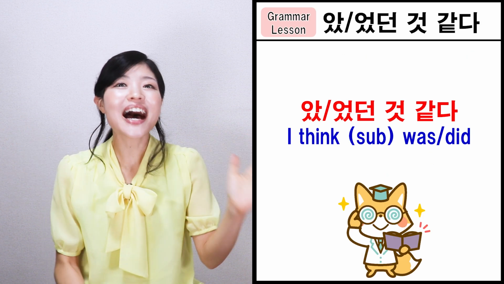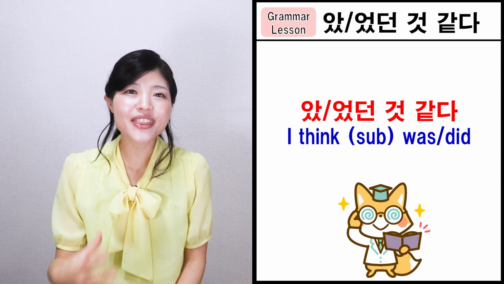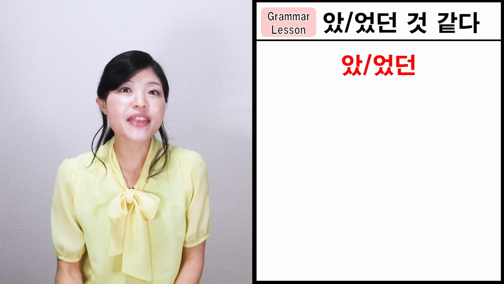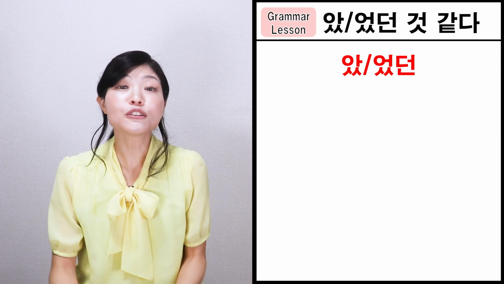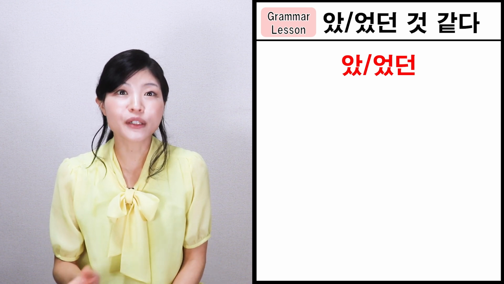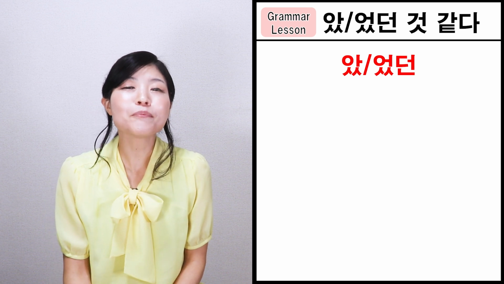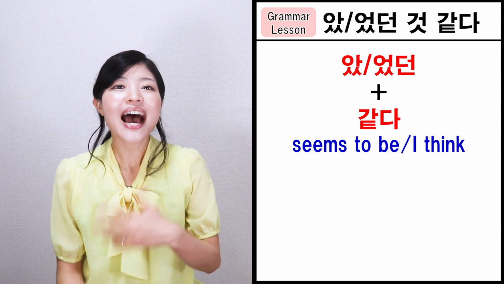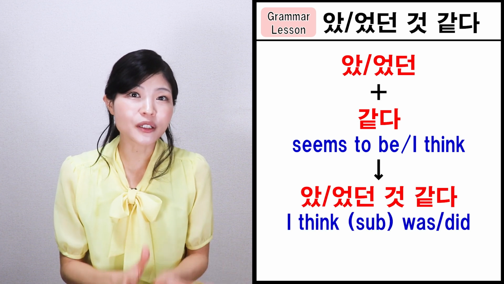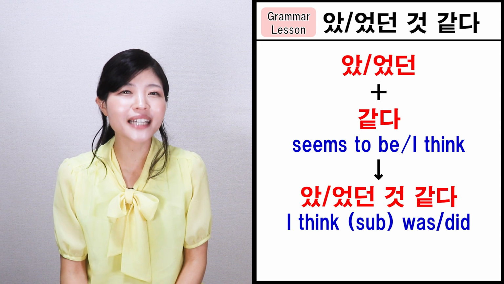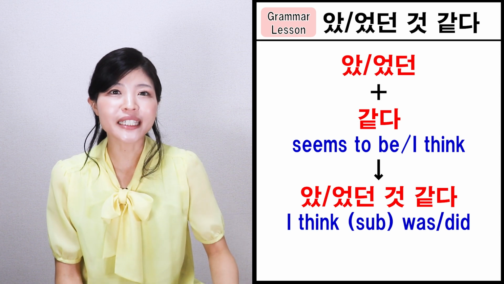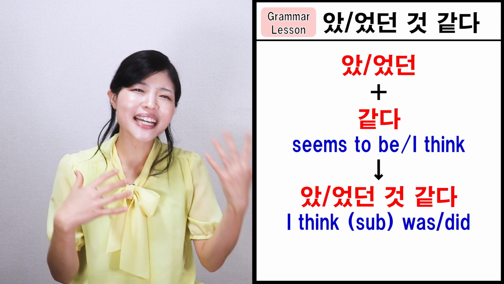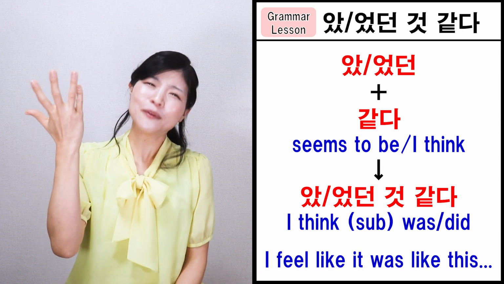The last grammar, 았/었던 것 같다, means I think subject was, did. You have already learned 았/었던 in the 36th intermediate lesson. Let's review it together. You can use 았/었던 to recall something that was completed in the past. You combine it with 같다, seems to be, I think, then it becomes 았/었던 것 같다, I think subject was, did. In other words, you use it when you are uncertain about what you experienced in the past. And you want to guess like, I feel like it was like this.